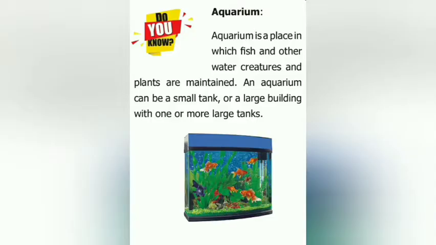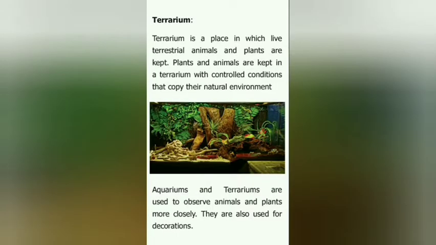Let us know something new. Aquarium. Aquarium is a place where we keep fish and other water creatures, and plants are maintained. The shape of the aquarium may be a small tank, or a large building with one or more large tanks. Terrarium is a place where animals and plants are kept. The plants and animals are kept in a terrarium with specific conditions that suit the natural environment. Sometimes the aquarium and terrarium are also used for decoration, and they are used to observe animals and plants more closely.